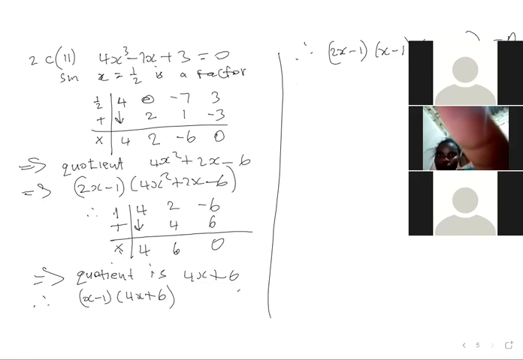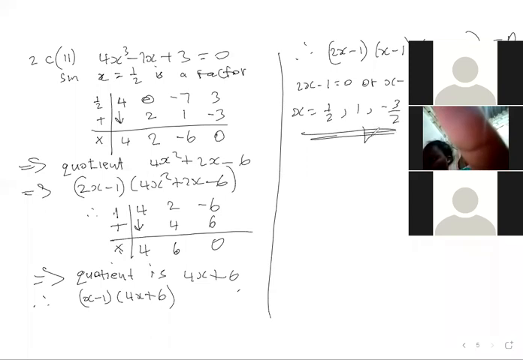And so we say either 2x minus 1 equals 0, or x minus 1 equals 0, or 4x plus 6 equals 0. In which case we get x being equal to a half, then x is equal to 1, and x equals negative 3/2. So these are the values of x required. Okay, should we move on? So we move on to question 3a.